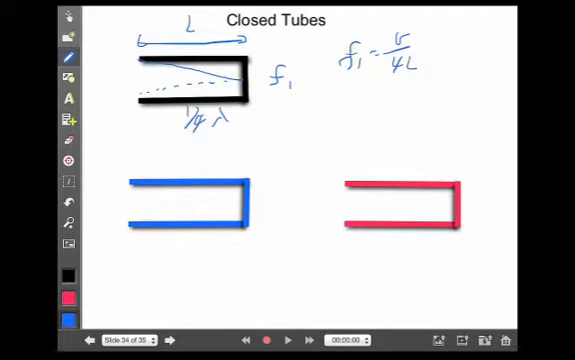Where again, that velocity represents the speed of sound. Now, something interesting happens next. If I try to draw a new wave in this tube, thus if I want to increase the frequency, the next possible wave I'm going to get looks like this.